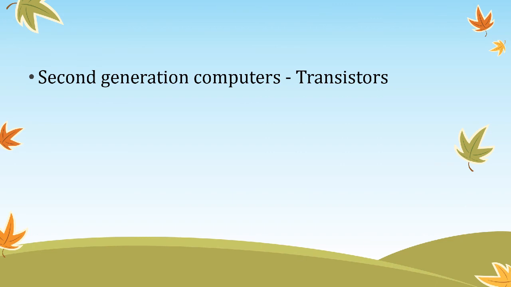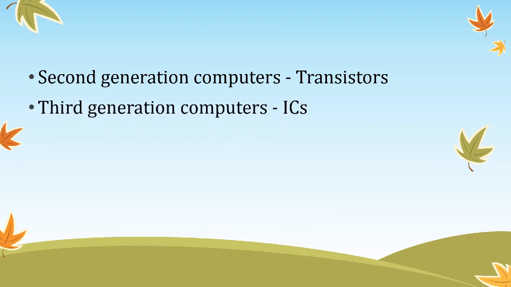In today's class, we have seen about the second generation computers. What is the main component used? Transistors. Examples are IBM 1401 and RCA 501. In third generation computers, the main component used is integrated circuits, also called chips. Examples are the IBM 360 and 370 series.